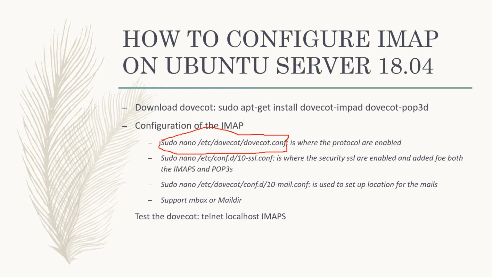So right here you enable IMAP, and you also enable POP3. Then later you go to the 10-ssl.conf. This is where you actually create the security SSL, which are the encrypted files that make it IMAPS and POP3S.